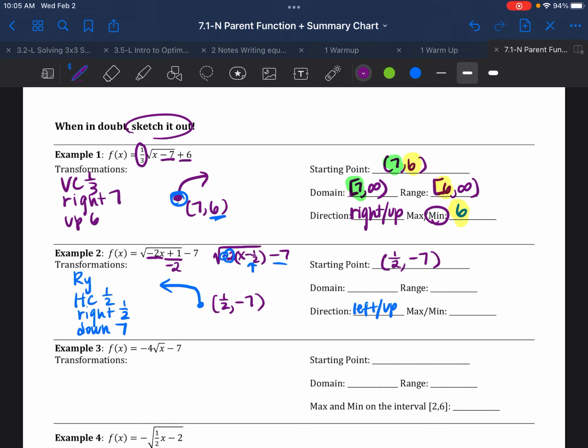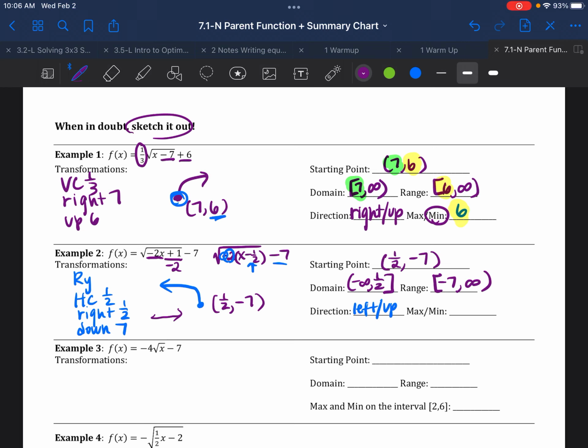And so our domain ends up getting flipped, and it is going from negative infinity to 1/2. The 1/2 still gets the bracket. It's tempting to say 1/2 to negative infinity, but remember, we always go in order from left to right, and so negative infinity always has to be your left endpoint. And so we say it's going from negative infinity to 1/2. That will be counted wrong if you put it in the wrong order. For the range, it's still starting at -7 and going up to positive infinity. So bracket -7 to positive infinity.